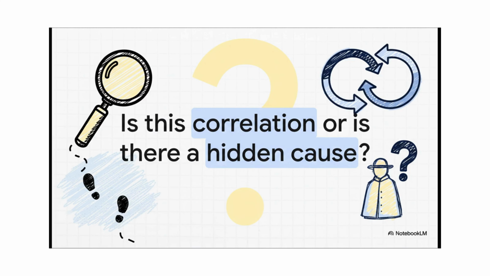So we'll end with this. The next time you see a news story or a headline that claims two things are linked, you now have the tools to think like a real investigator. And the very first question you should ask is always this: is this just a correlation? Or is there a hidden culprit, a secret variable that's really telling the story?